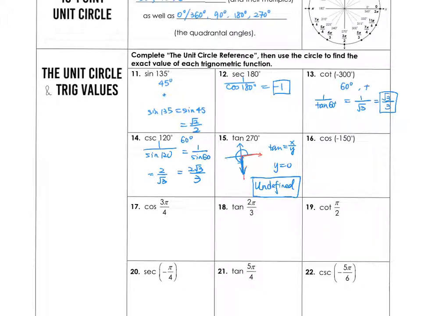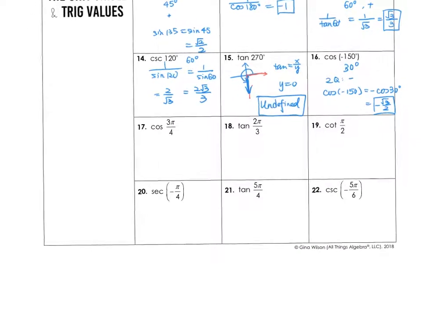Number 16, cosine negative 150. Reference angle is 30 degrees, and the 150 is in the second quadrant, so cosine has to be negative, right? So then cosine negative 150 should be the opposite of cosine 30, and cosine 30 is root 3 over 2. Put the negative sign in the front. You are done. All right, I'm going to stop here. So you keep finishing this, pause the video. I will write down all the answers here and I'll come back.